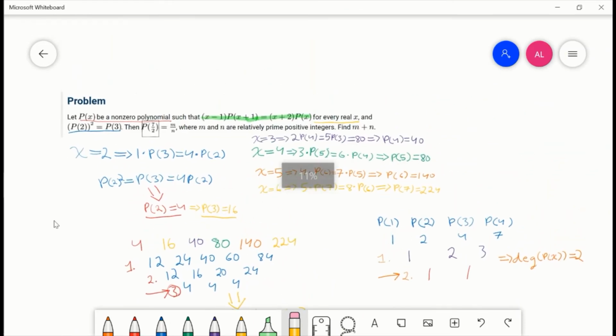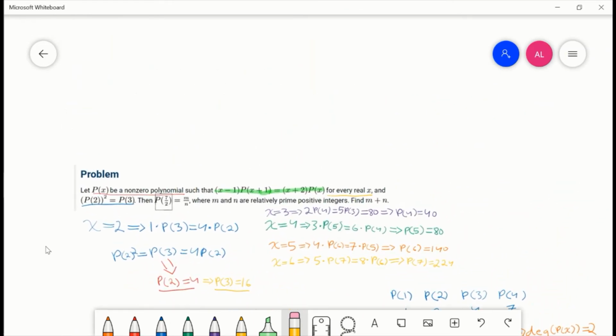So p of x is actually a cubic. So let's write that down. P of x is equal to ax cubed plus bx squared plus cx plus d. Okay? So how do we use that? Well, this is a really common technique to find the coefficients of the polynomial. We just plug in x values. So what do I mean?